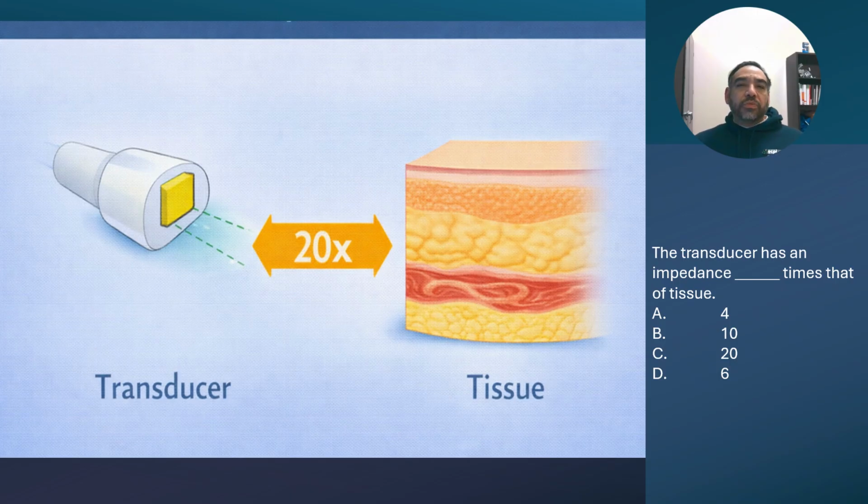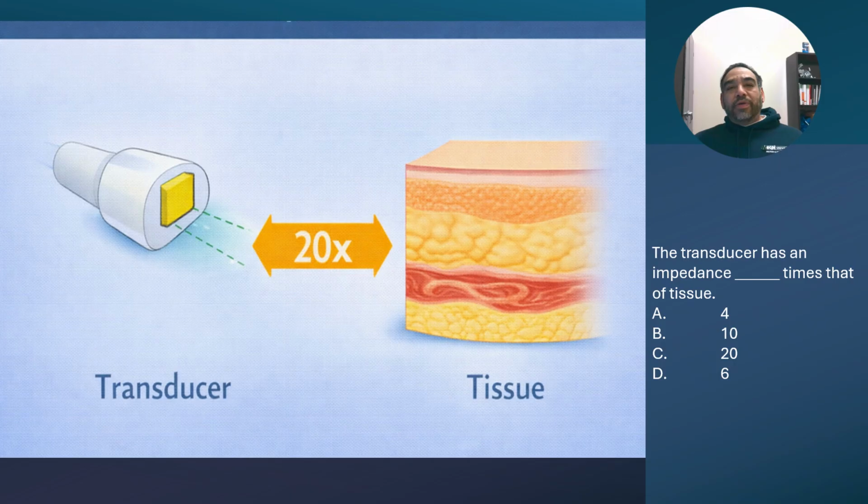So soft tissue impedance is about 1.5 megarayls. Piezoelectric crystals, the PZT impedance, that's about 30 megarayls. So if you divide that 30 by 1.5, you get 20. So the transducer element has about 20 times the impedance of tissue. And so again, that's a huge mismatch, which is exactly why we need that matching layer in the probe. Without it, almost all of the sound would just reflect back into the crystal instead of entering the patient.